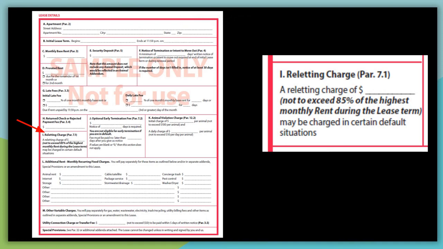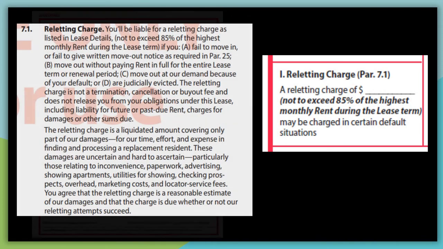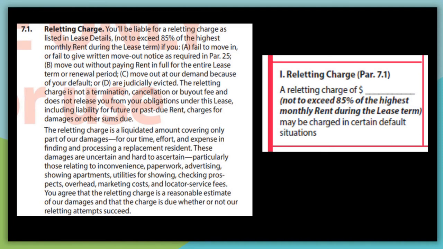Section I contains the reletting charge. Let's go to paragraph 7.1 to get some more information. This states that the reletting charge will apply if you fail to move in or move out without giving written notice, if you move out without paying rent in full for the entire lease term or renewal period, if you are instructed to move out because you defaulted on the lease, or if you are judicially evicted.